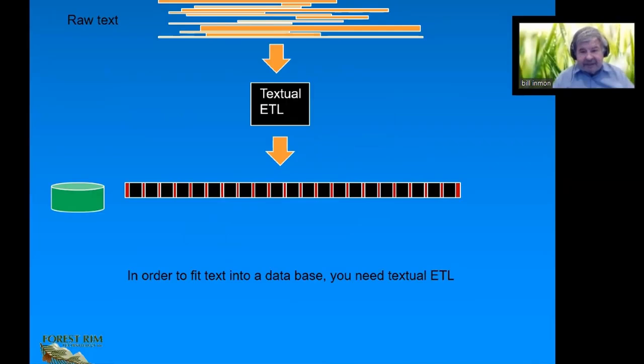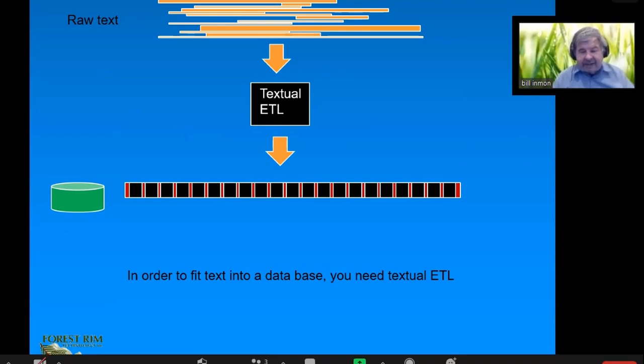So let's talk about textual ETL. You probably haven't heard of it before, because it's relatively new technology. But what does textual ETL do? Well, textual ETL does essentially two things. It reads your raw text and then puts it into a database. That's the first thing that it does. The second thing that it does is it takes your raw text and finds what's called context, so that when you're dealing with text, in order to make sense of text, you have the need to look at the context of text as well.